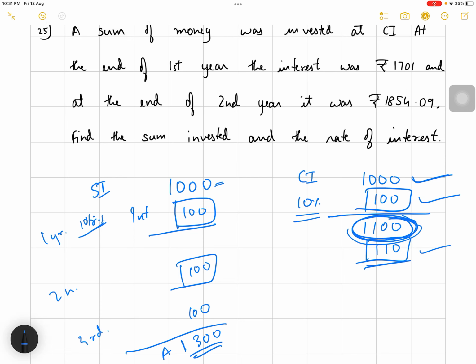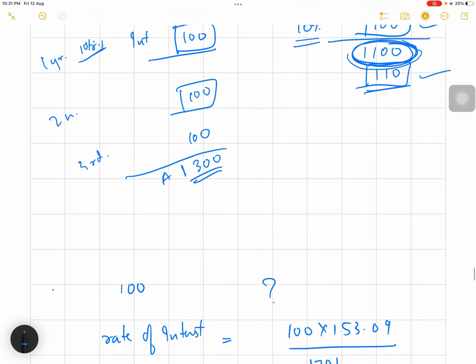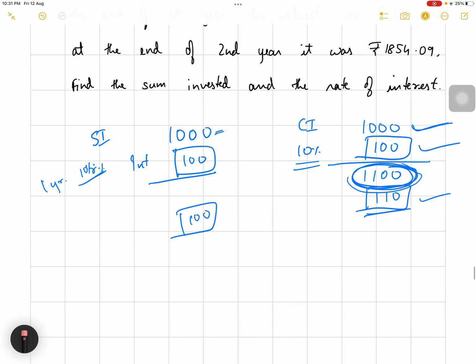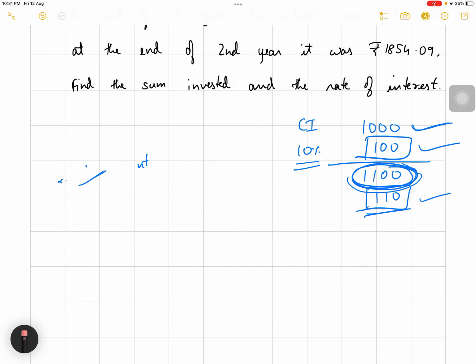Similarly, we have done the same thing, right? So the interest for the first year in case of simple interest and in case of compound interest is the same.